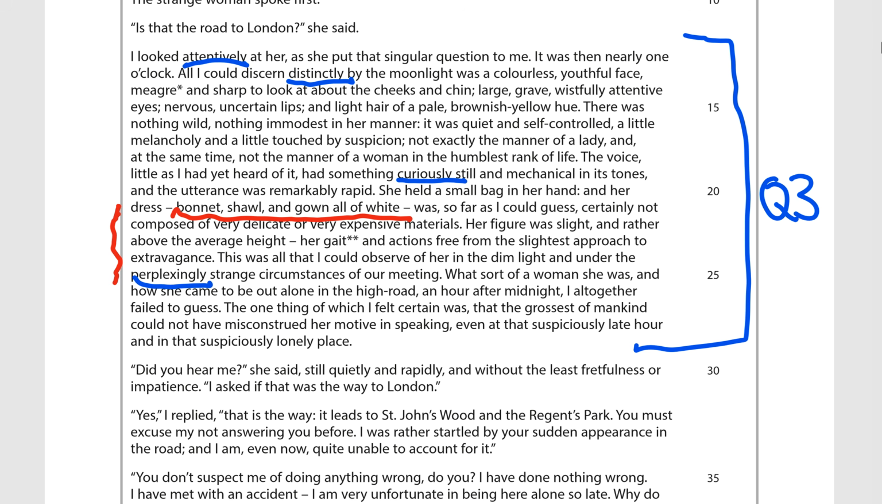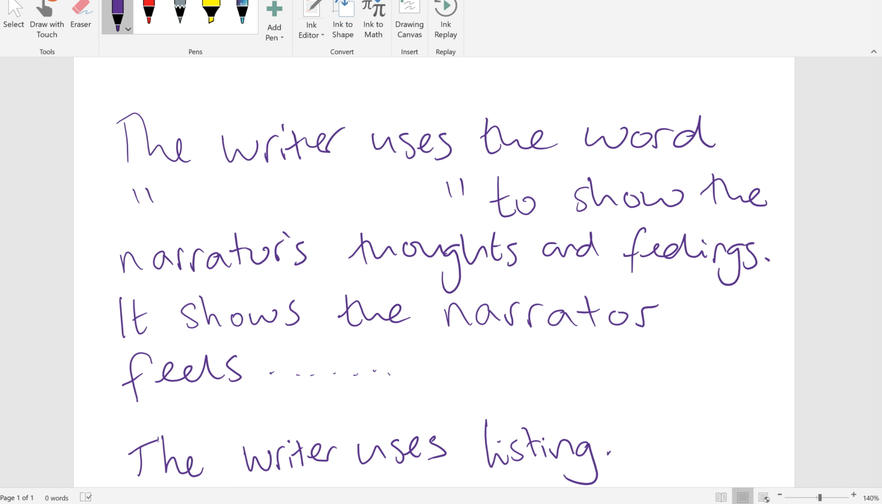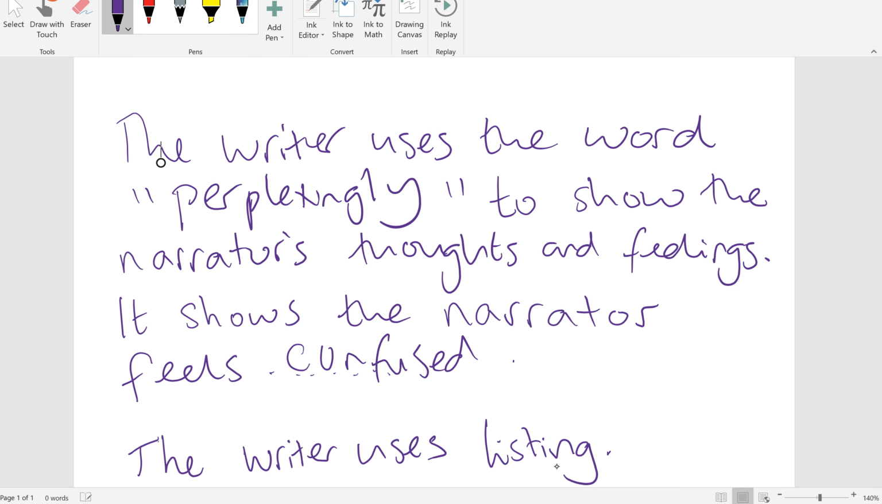Okay, so let's just have a quick look about the way you could write this. So here's a simple way. You could say the writer uses the word, so for example, perplexingly, to show the narrator's thoughts and feelings. It shows the narrator feels, and then you'd say something like confused and curious, and then maybe about the woman.